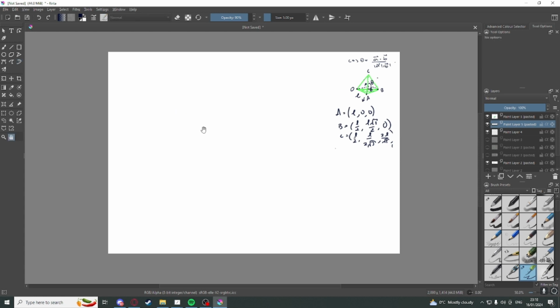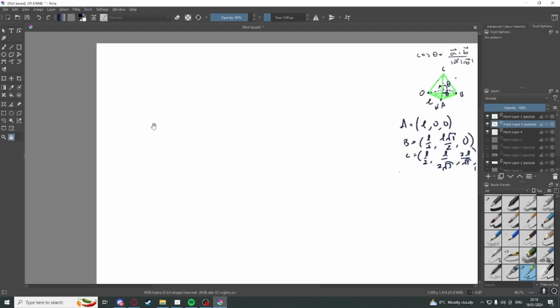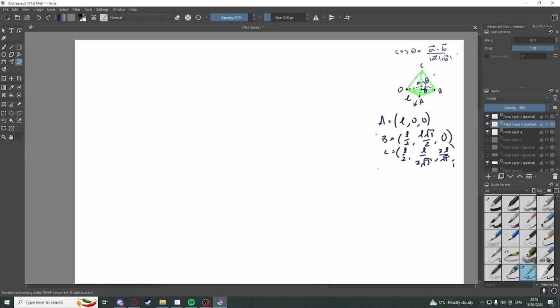Okay. So again, OA can be defined as this. OB can be defined as this as a column vector, and the same thing with C. And I'm just going to go through a little bit of reasoning. Because I want to find the angle between OM and MC, the angle between OM and MC is also the same as the angle between AM and MC.